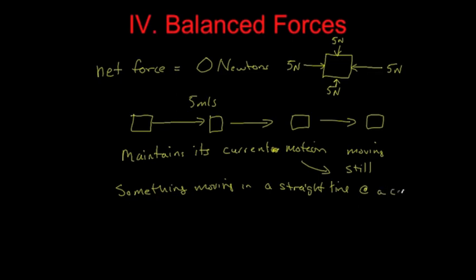At a constant speed. That means it's moving straight, it's not turning, it's not moving up, it's not going down, and it's continuing at a constant speed. That means all the forces acting on it are balanced. When the forces are unbalanced, that results in the net force acting on an object being anything other than 0. So the net force is not equal to 0 newtons.